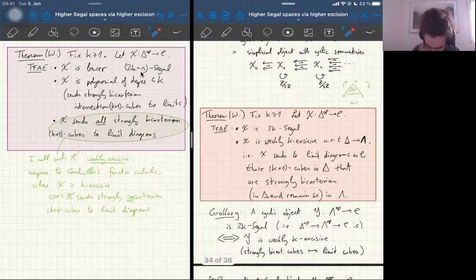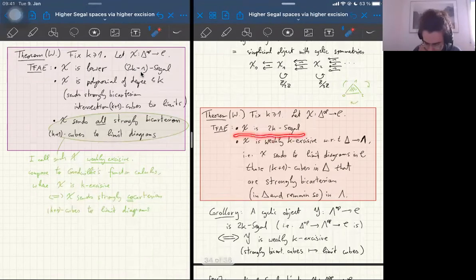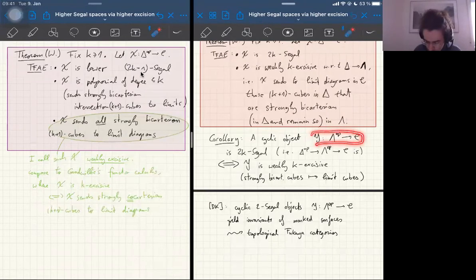And so the analogous theorem as before is that the even 2k Segal conditions, which are often the ones one is actually interested in, because they are the ones that come up in the examples, are exactly those functors which are weakly excisive with respect to the cyclic category. What I mean by this is that you have to take those cubes in delta which are not only strongly bicartesian, but remain strongly bicartesian once you pass to lambda. So you pass to lambda, check if your cube is strongly bicartesian there, and if so, your functor is required to send it to a limit. So a functor is weakly excisive if it sends to limit diagrams in C those k+1 cubes which are strongly bicartesian in lambda. As a corollary, if you start with a cyclic object, then it is 2k Segal, by which we mean its restriction to delta is 2k Segal, if and only if it is weakly excisive.